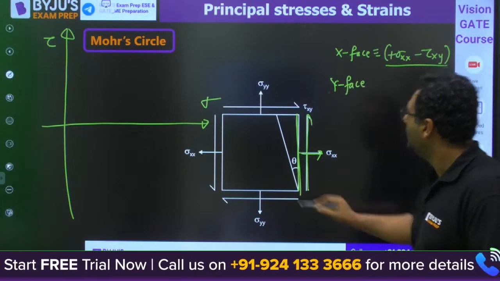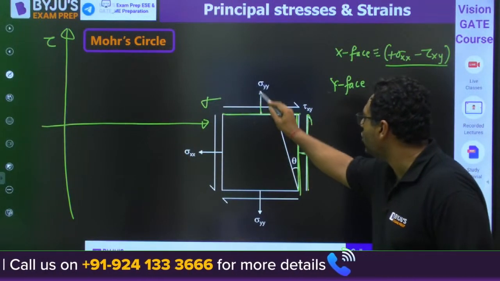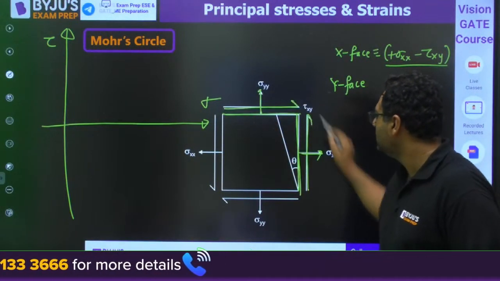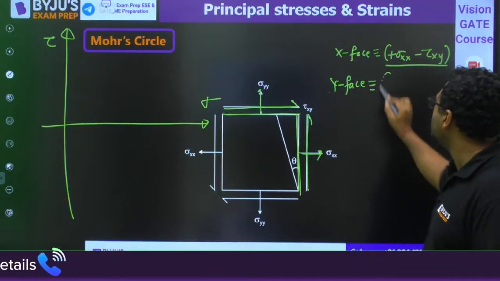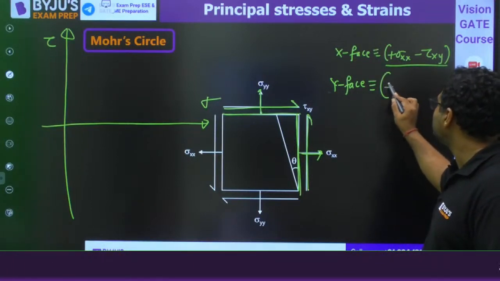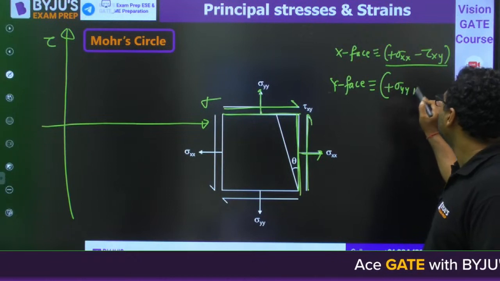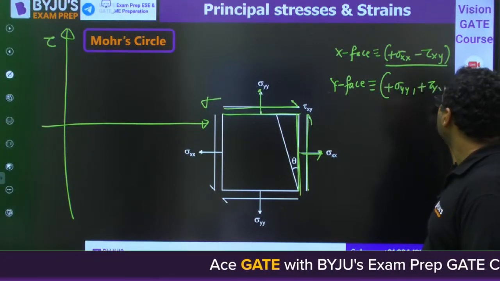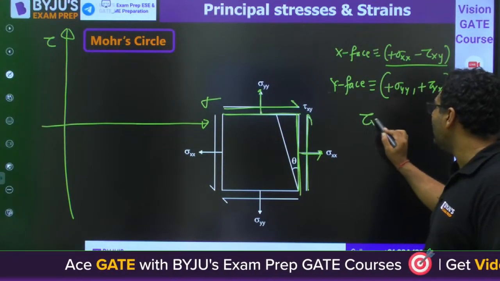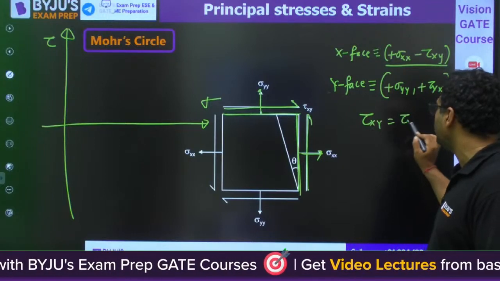Y phase. You can see for Y phase, this is normal, this is clockwise. So clockwise is taken as positive. So you will say plus sigma YY, plus tau YX. You know tau XY and tau YX are equal by symmetry.